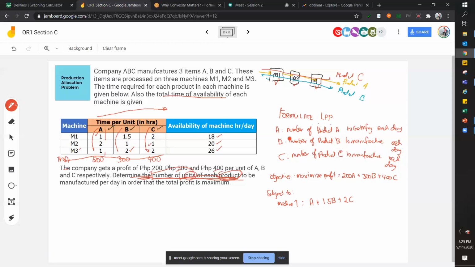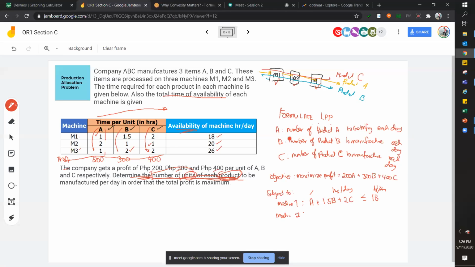Kasi availability nga. Yep. And then kung mapapansin nyo to, day per day, di ba? Units per day, units per day, units per day, i-multiply mo sa hours. Eh, ito, naka-hours na. Okay? So, hours per day. Hours per day. Ito din, hours per day na. So, pareho yung unit nila.